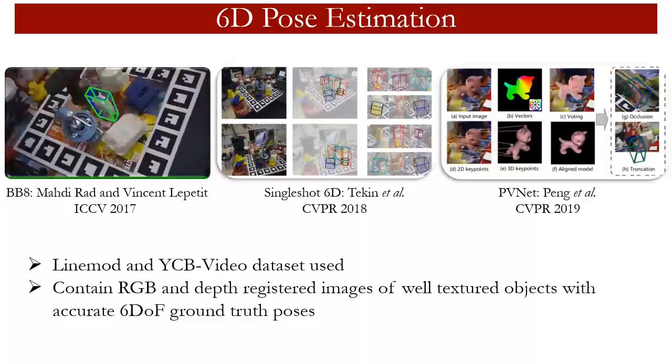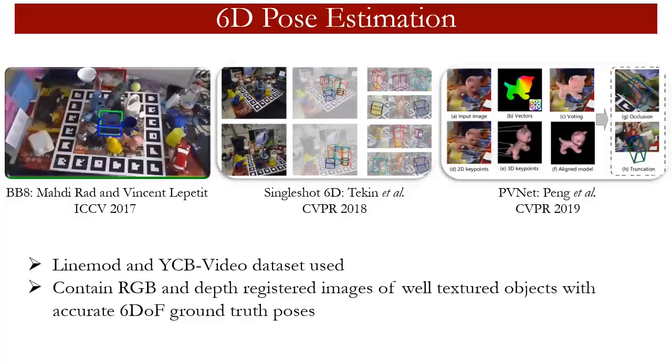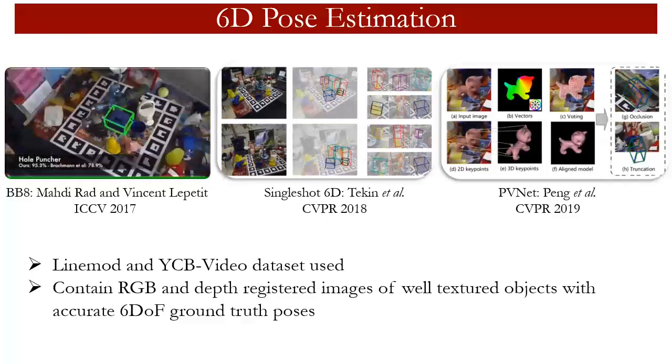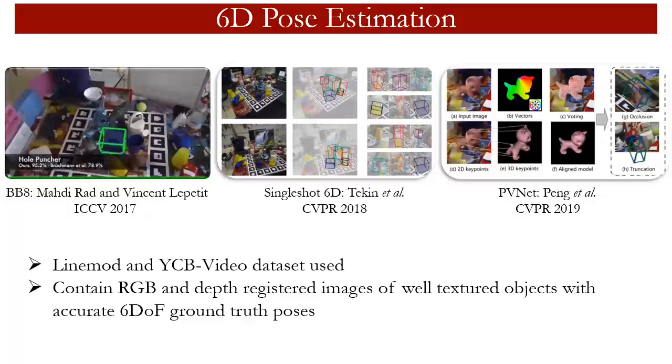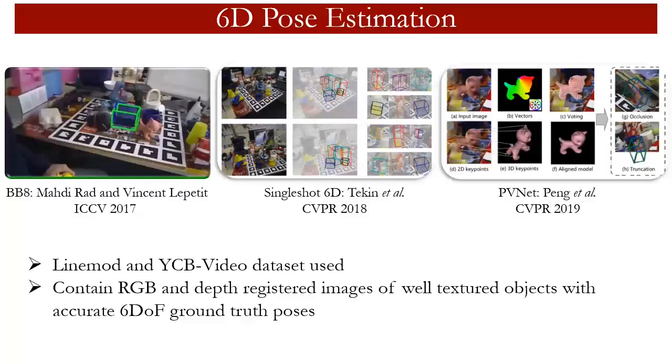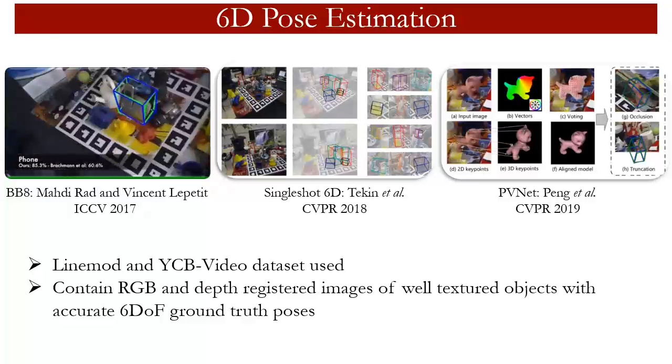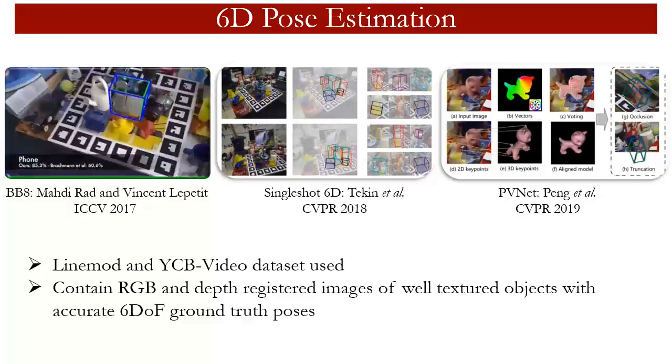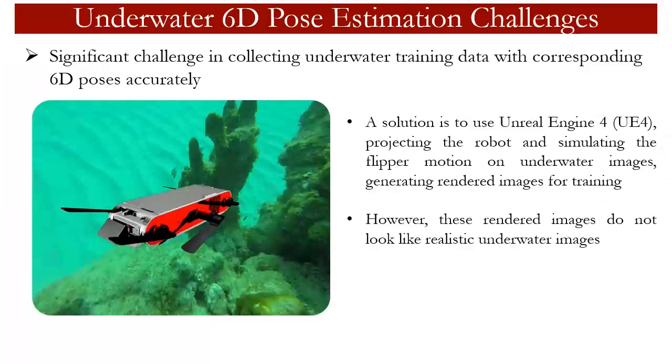Almost all of these methods use either the LINEMOD or YCB-Video dataset or both for training and testing purposes. Both datasets contain RGB and depth registered images of well-textured objects with accurate 6 degrees of freedom ground truth poses. An easily applicable method for collecting underwater training data with accurate 6D ground truth poses is not available. Hence, training data is obtained by projecting the 3D model of Aqua 2 swimming over underwater images using the Unreal Engine 4 simulator.